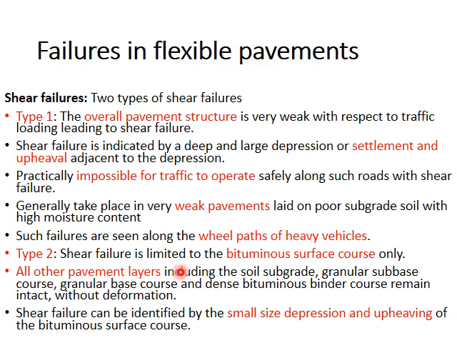So the next type is the shear failure that only occurs in the bituminous surface course. In type 1, the shear failure occurs due to the weak subgrade. So all the layers above the subgrade are subjected to the shear failure, and the overall pavement structure is subjected to shear failure. That is type 1. In type 2, only the surface course has experienced a shear failure. All the other layers remain as such without deformation. Small size depression and upheaving of the surface course can be seen in type 2 shear failure.